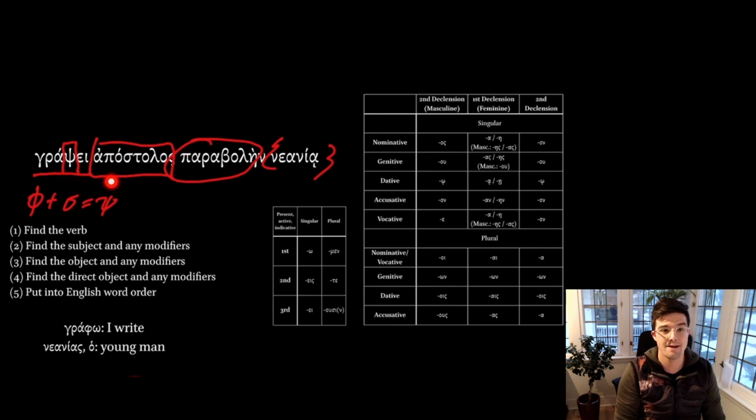In this case, we have it in the next word with the nominative, the subject of the sentence, apostolos. So an apostle will write. And what is written? The object of the sentence, parabolein, a parable to a young man. So neania, in the dative case here, is the indirect object. So an apostle will write a parable to a young man.